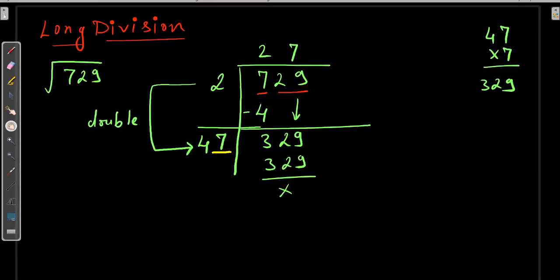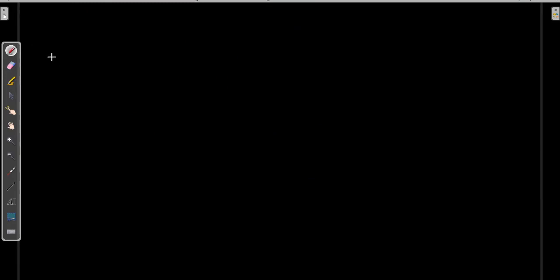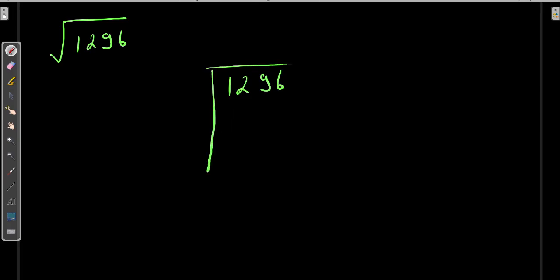Here we take another example, a 4-digit number. I take the example 1296. Now we have to solve this using the long division method. So 1296, take pairs of two digits, here also two digits. Now the number to be taken close to 12: I take 3 into 3, which is equal to 9. Now subtract, so it becomes 3, then the next pair comes down, so 396.